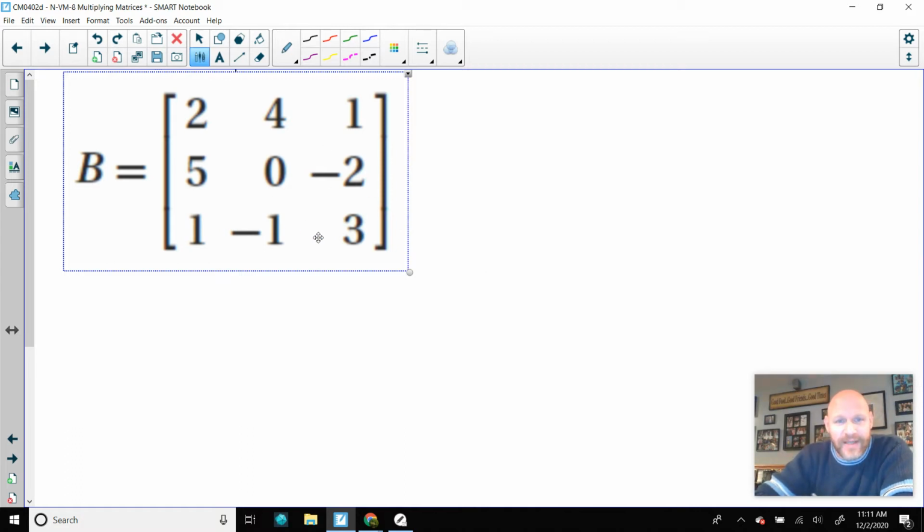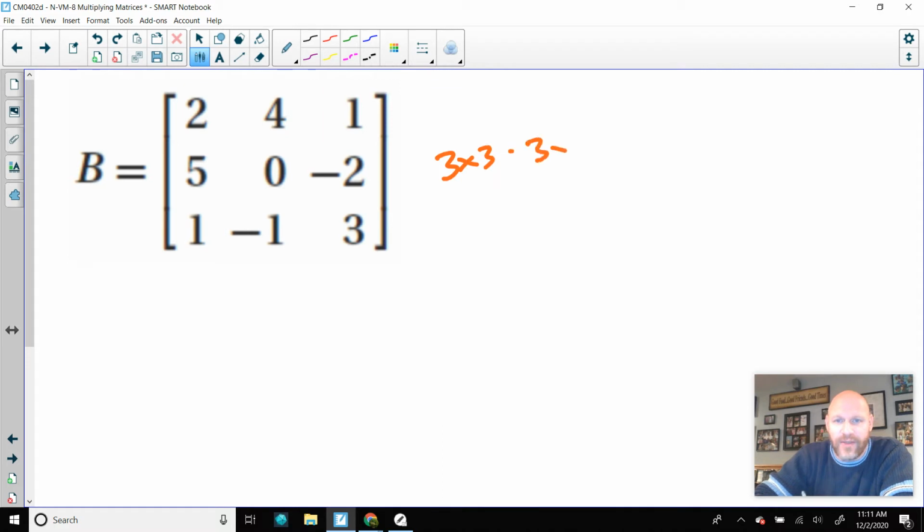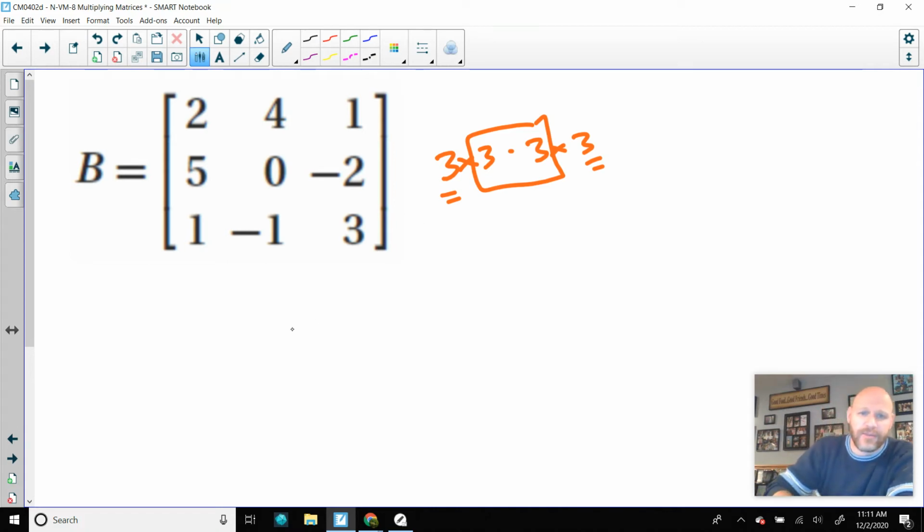I'm going to do B times B. We do have a 3 by 3 matrix times a 3 by 3 matrix. The numbers in the middle do match, so the answer is going to be another 3 by 3 matrix. So long as it's a square matrix, you are allowed to multiply them together. If it wasn't, we'll step into that for the next problem. But for right now, yes, it is square. It does work. So B times B ends up being, this is going to take a minute.